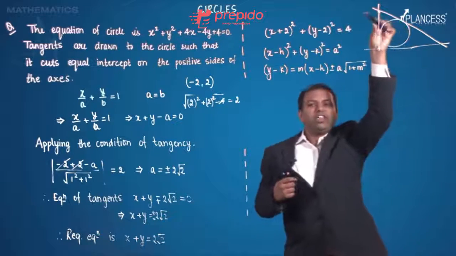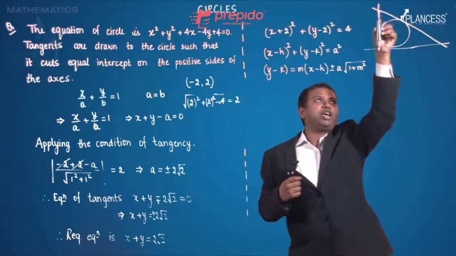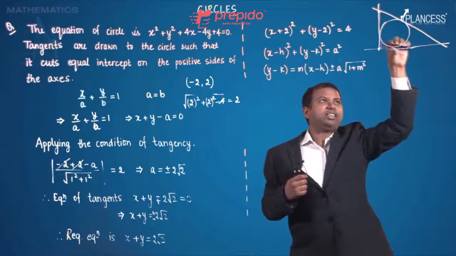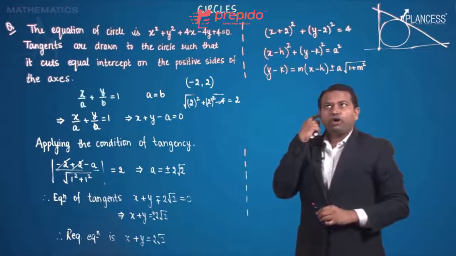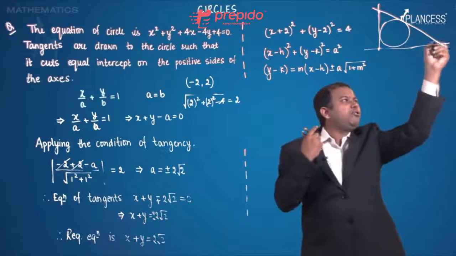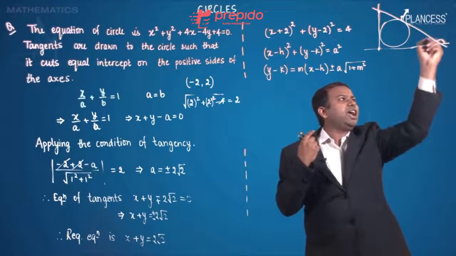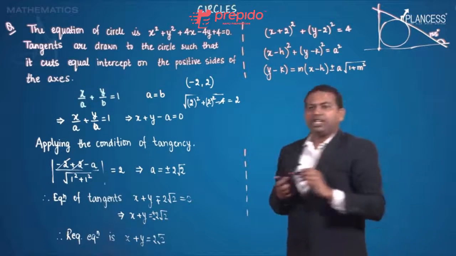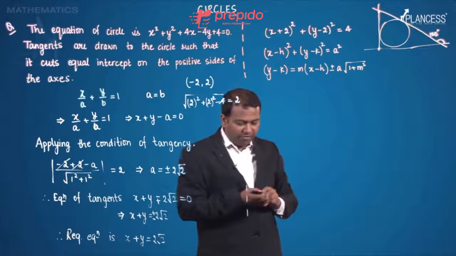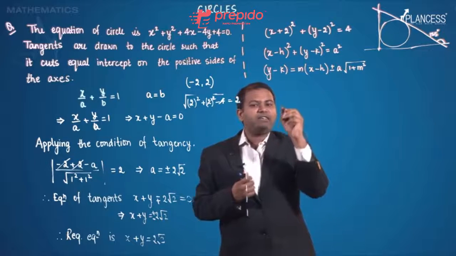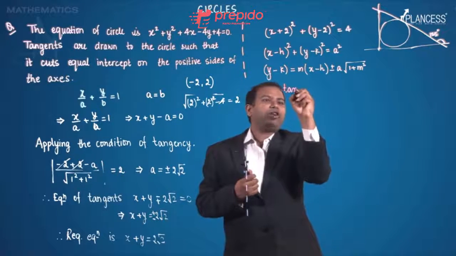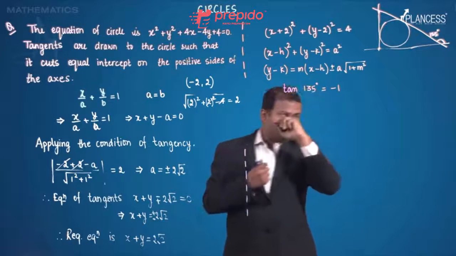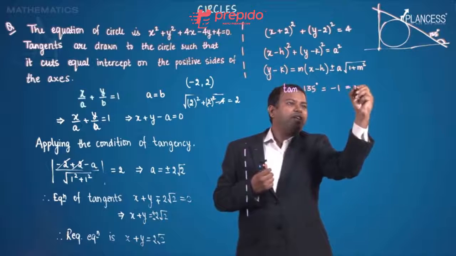Now since the tangent is cutting equal distance on both the positive x and y axis, we can easily say that this angle is going to be 135 degrees, which means the slope of the tangent we can easily find out, and that will be tan of 135 degrees, which is equal to minus 1. So we have calculated the slope.